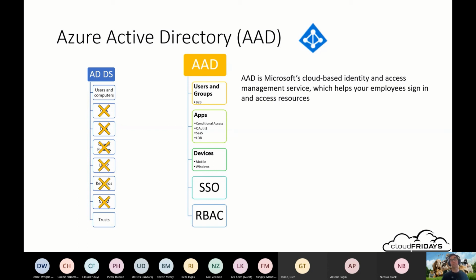You also don't have those legacy authentication protocols. So AAD uses modern authentication protocols such as OAuth, SAML, or OpenID Connect. SAML, in case you don't know, is Security Assertion Markup Language. And you don't really have trusts. So you can't have your organization's AAD trusting another organization's AAD. There is the B2B part, but that's another discussion altogether.